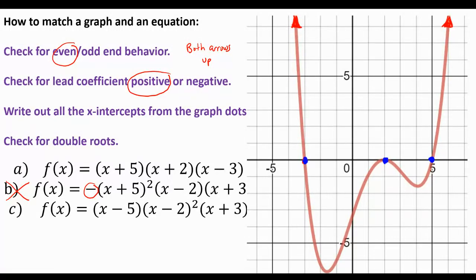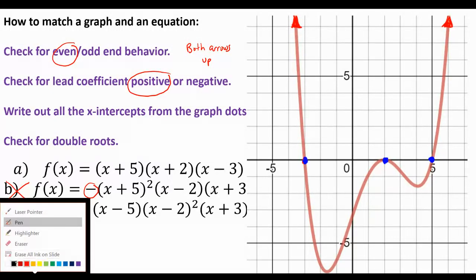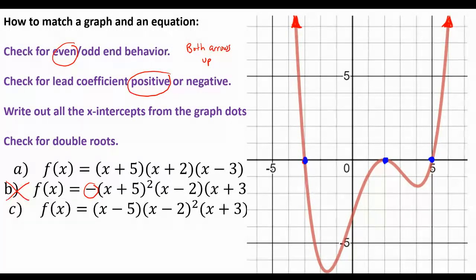And then go ahead and write out all the x-intercepts that are on the graph. So write out all the x-intercepts. Right here we have an x-intercept at -3. We have another one at 2, and we have another one at 5.